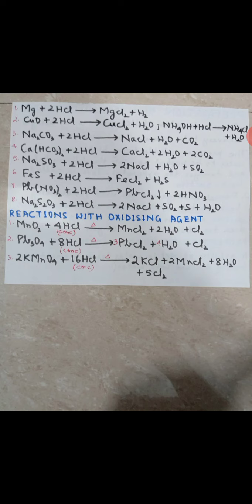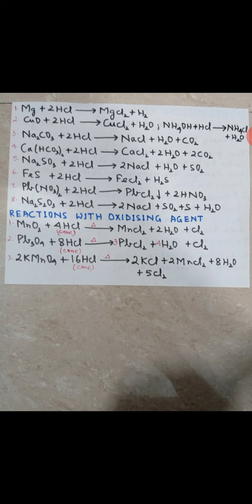Now next is your thiosulfate, sodium thiosulfate. It reacts with HCl to give you what? NaCl plus SO2 plus S plus water. Here also it is double decomposition. How? Na2S2O3 plus HCl, what will it give? Na positive, S2O3 negative, H positive, Cl negative. So Na will go with Cl to form NaCl, and what do you get?